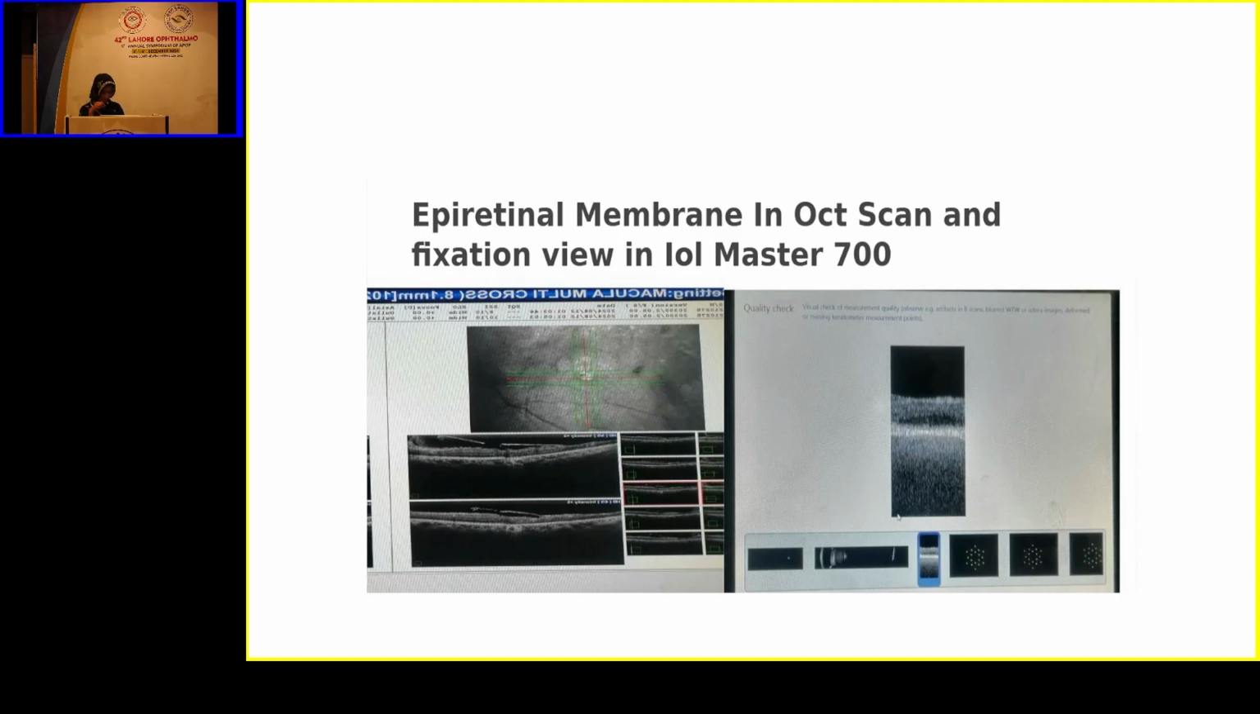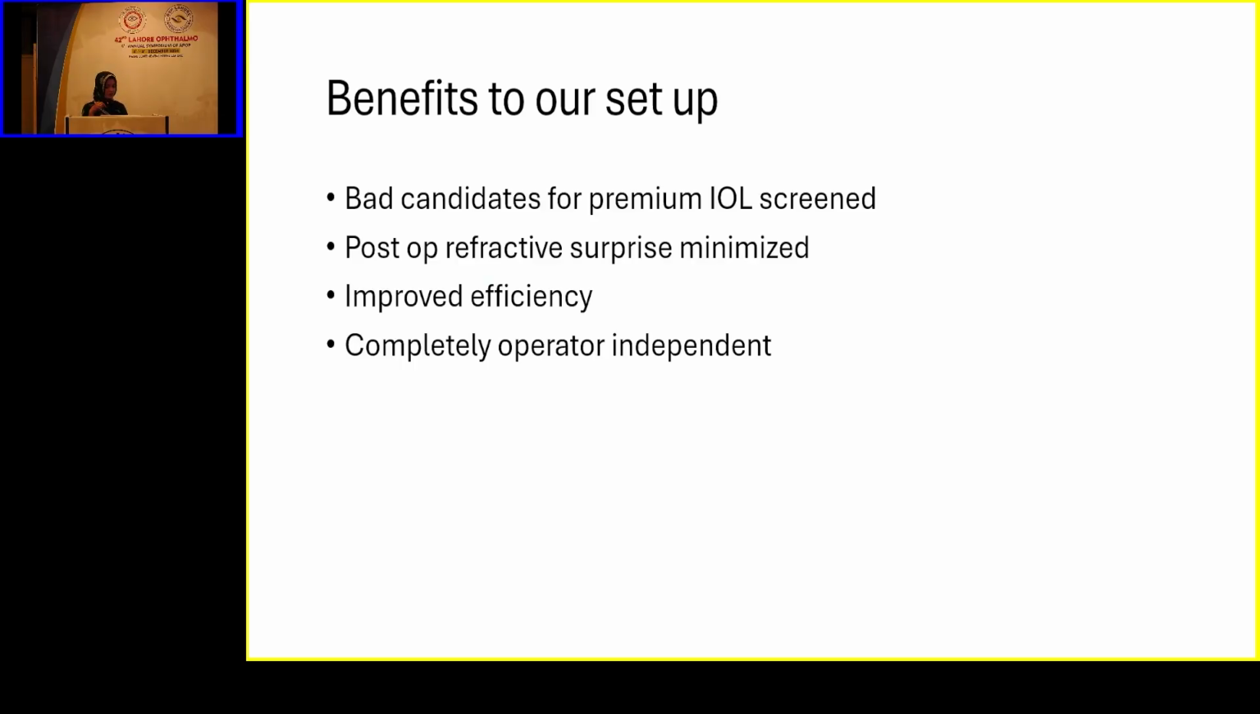And right, so some of the benefits that our setup has experienced because of this machine: it's screened bad candidates for premium IOLs. We've had better post-op outcomes, refractive surprises were minimized, and it improved efficiency. It's taking 2,000 scans per second. Both eyes are done in less than 45 seconds. And again, it's largely operator independent. So thank you. Any questions?